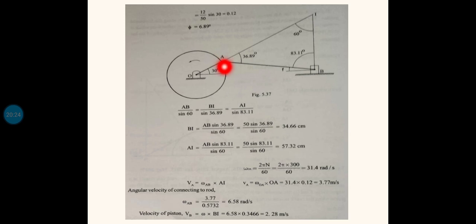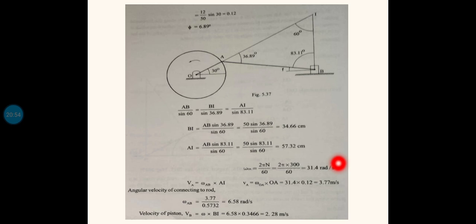The first equation about the instantaneous center I is VA equals omega AB into AI. Similarly, I can write one more equation considering the motion of the crank OA, that is VA equals omega OA into OA, where O is the center of rotation and OA is the radius. The second equation is very familiar: VA equals omega OA, whose value is given as 31.4 radian per second, into OA, the radius, which is 12 centimeter, that is 0.12 meter. Substituting, you will get VA equal to 3.77 meter per second.